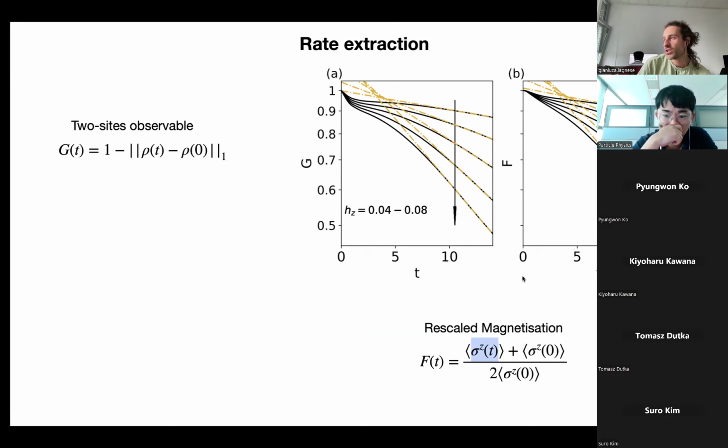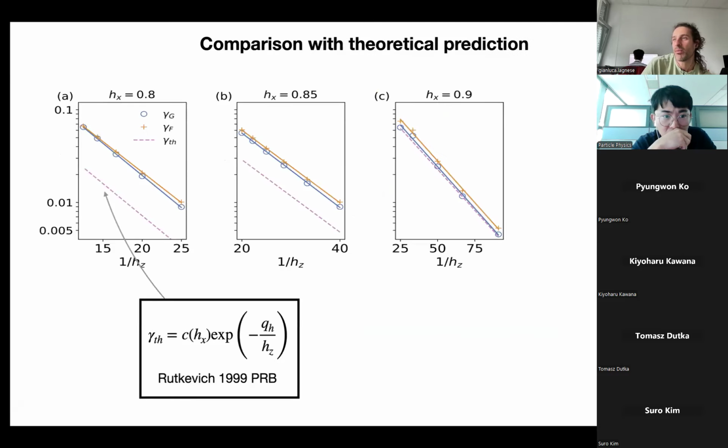And then this quantity, we compute it numerically for different values of the longitudinal field in order to extrapolate the dependence on the longitudinal field. And then we assume this functional form of these two quantities, and we perform a fit. And then by fitting, we extrapolate these decay rates.